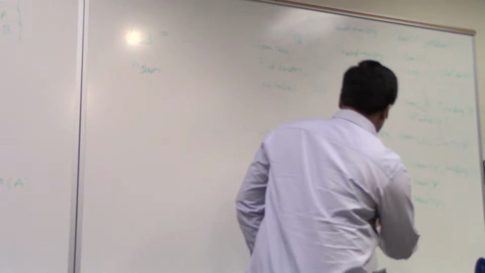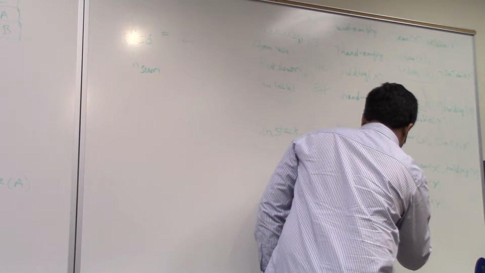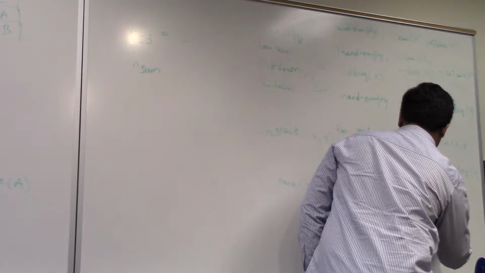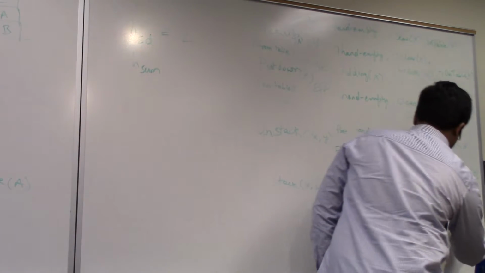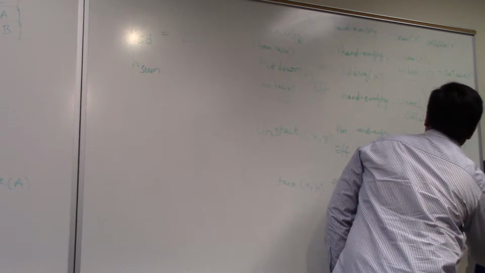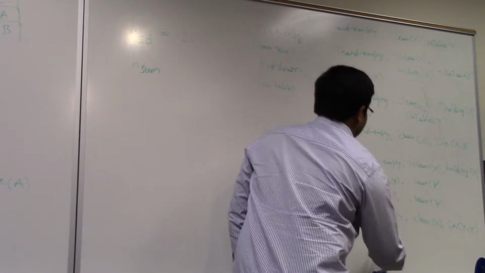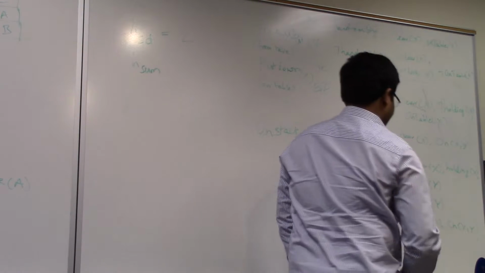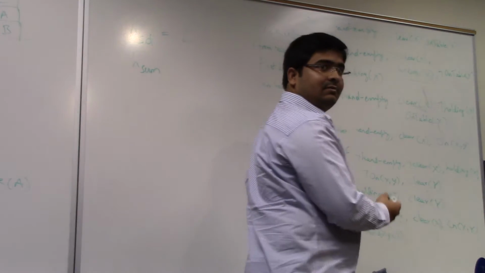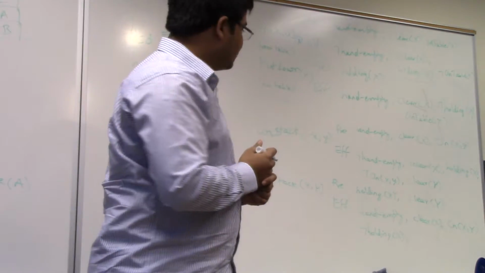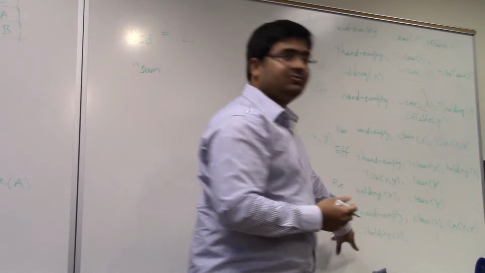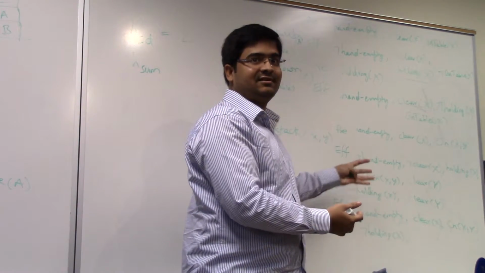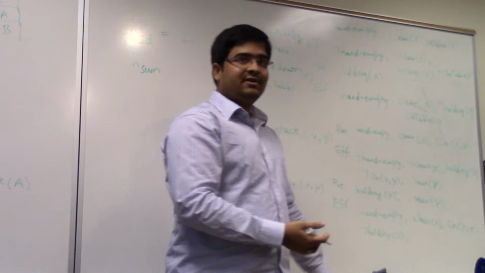So now the effects will be hand empty, on X Y, not holding X. If it's on something, yes, we need to. So earlier our state information is holding X. We can't continue to have that there. We need to remove it. So we need to have not holding X.